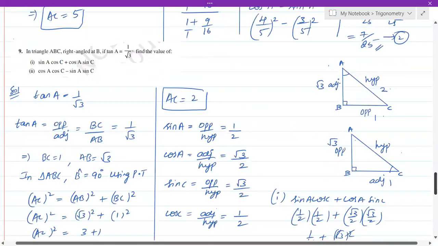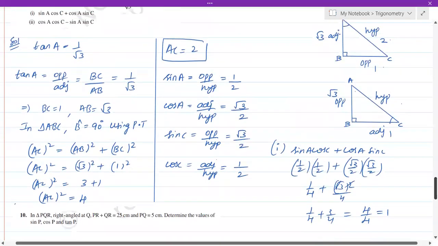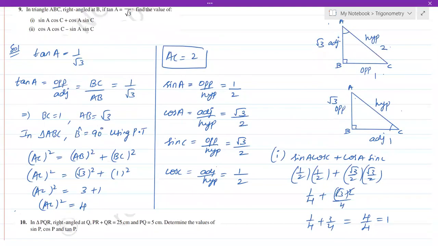Similarly, you can take the second question as a homework, as a task, and you can try it out, because we know all the values, sin A value, cos A value, everything is known. Or let me do it here itself. The question is cos A, cos C, isn't it? Cos A value is root 3 by 2. Cos C value is 1 by 2. Minus sin A value is 1 by 2. Cos C value is, sorry, sin C value is root 3 by 2.